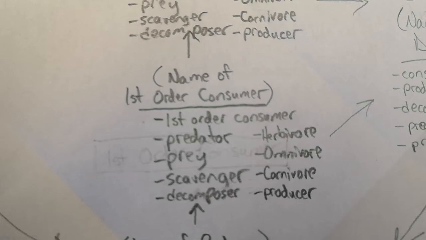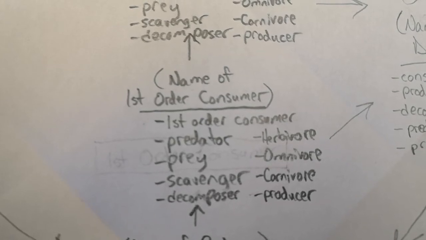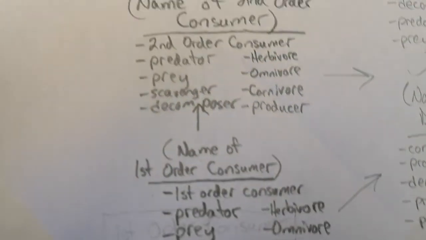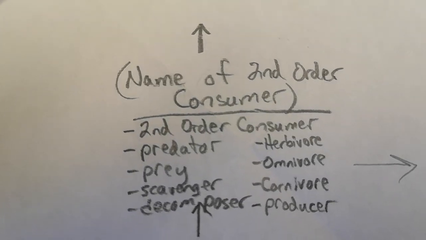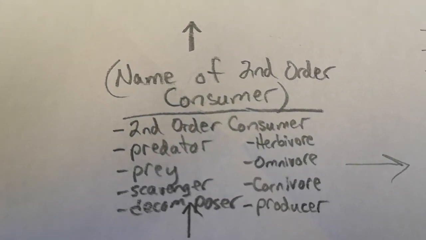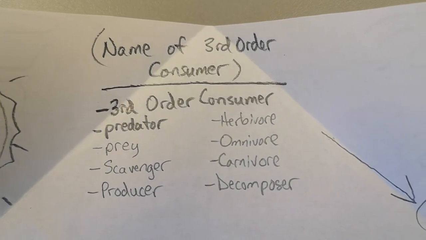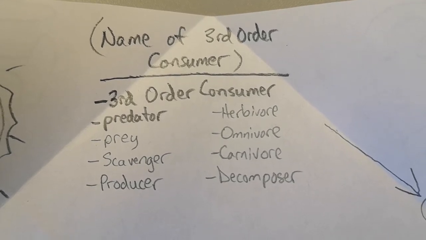Above the first order consumer, we have the second order consumer. Please make sure that your second order consumer does consume the first order consumer and the producer as well, and then choose the vocabulary that fits that particular animal. Above that, an arrow pointing to the name of the third order consumer. Again, if it is your animal, that's where you would put that. Okay? Draw a line underneath the title of the animal, and then choose from the list of vocabulary which ones apply to your Arctic animal.